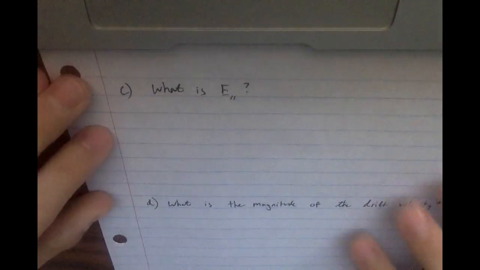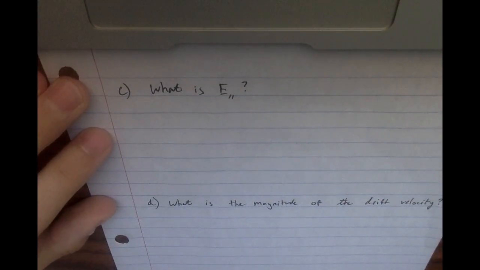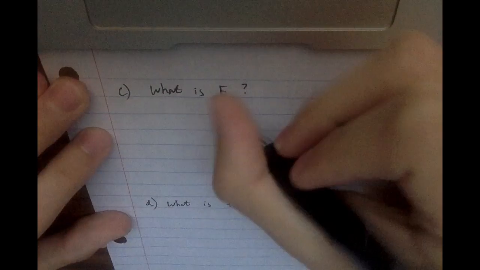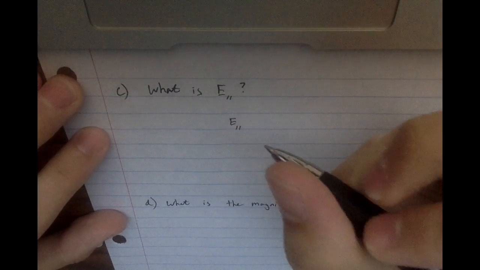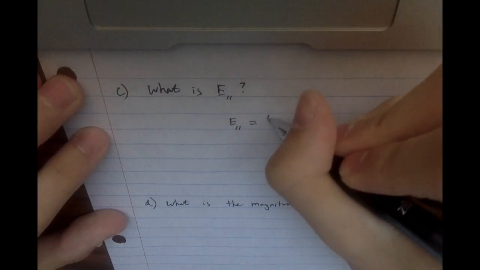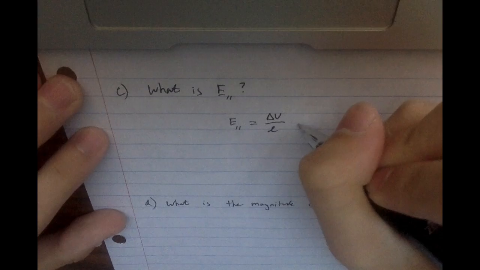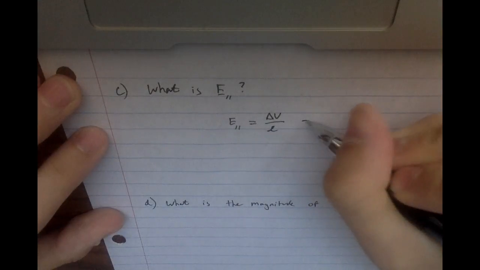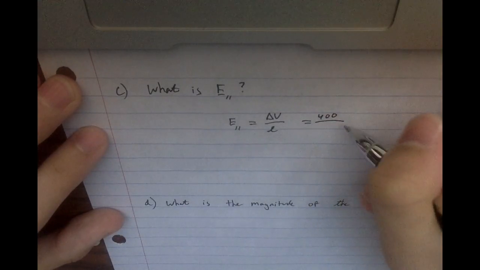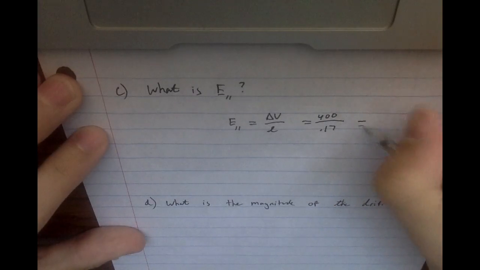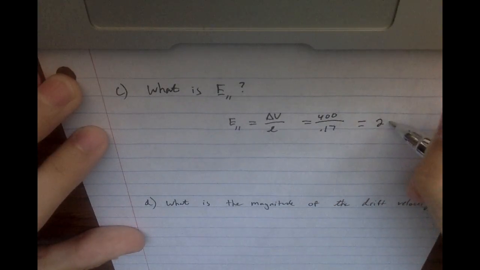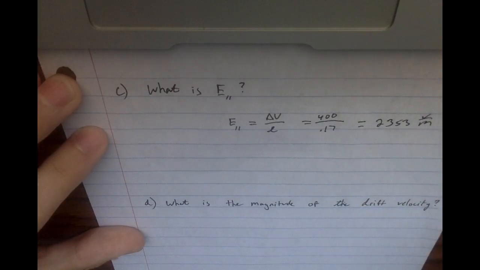Next, part C asks what the parallel electric field is. If the perpendicular field was delta V_H over H, this is just the overall delta V over the length. This is the delta V of the power supply, which was 400, and the length was given as 0.17 meters. After carrying out that calculation, it comes out to 2,353 volts per meter.